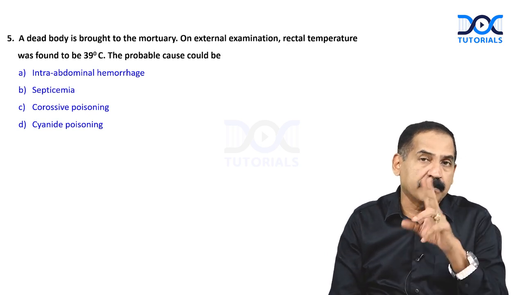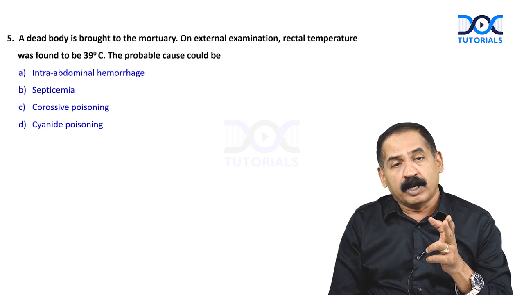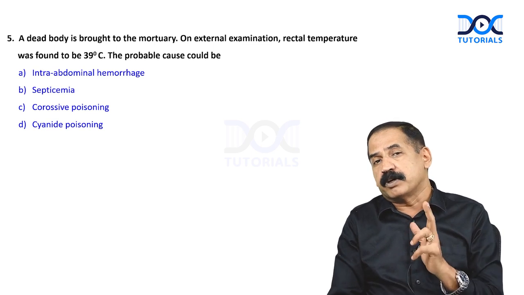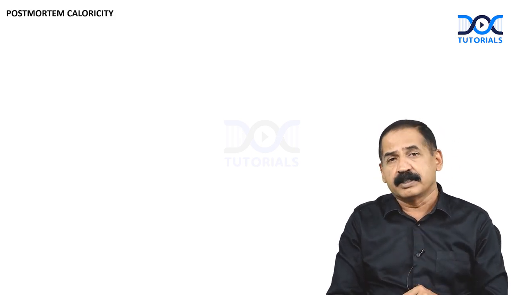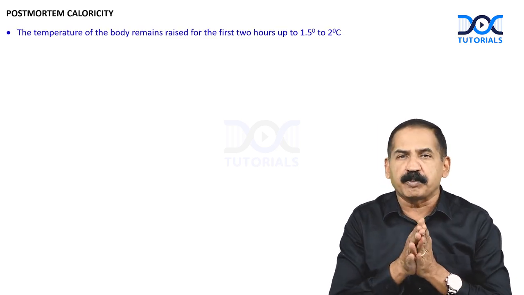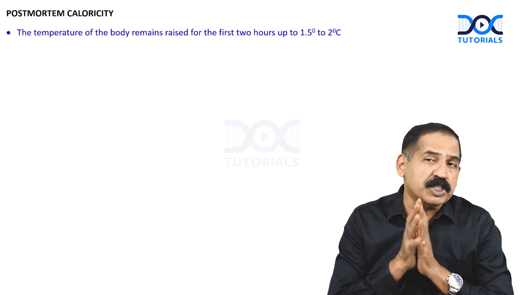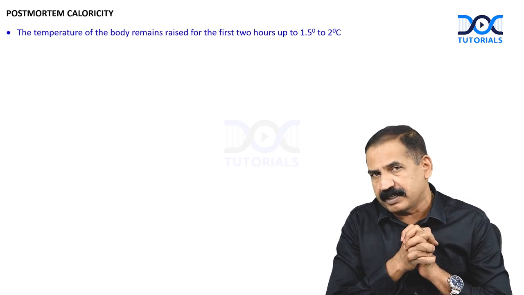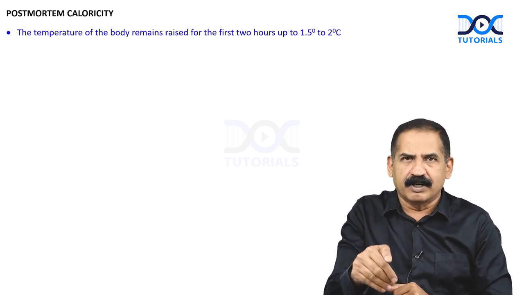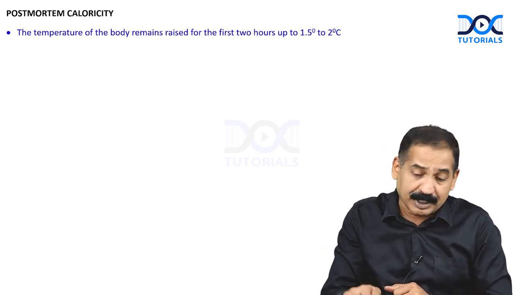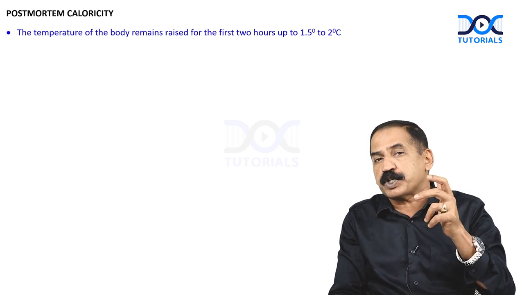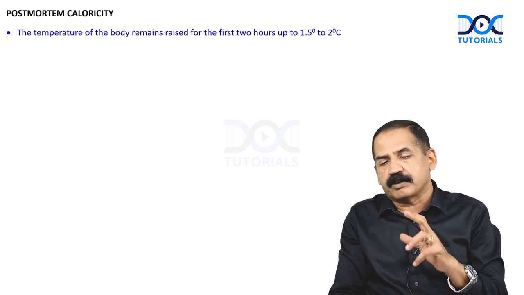Okay. But sometimes body temperature will be more than 37 or 37.2 degrees centigrade. It may rise by even 1 to 2 degrees centigrade, known as postmortem caloricity. The temperature of the body may rise for the first 2 hours up to 1.5 to 2 degrees centigrade. That is known as postmortem caloricity. Normally 37 or 37.2 body temperature, but as given in the question, it may be 39 degrees centigrade.